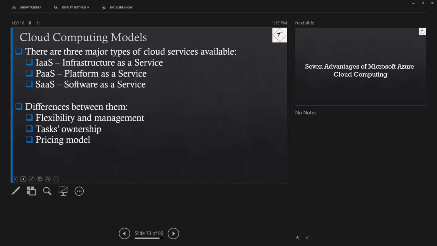We use different types of computing models: infrastructure as a service, platform as a service, and software as a service. Infrastructure as a service gives you the most flexibility and management. Platform as a service is for when you know what your app needs are. Software as a service is the one which requires the least amount of management. You just need to see how to use it. Everything else is taken care of by the cloud service provider.